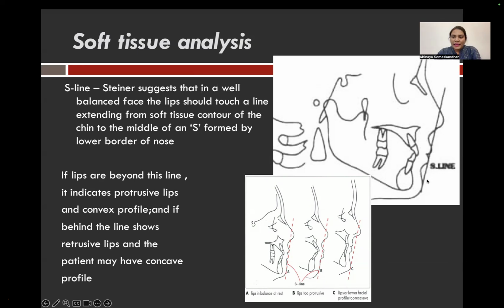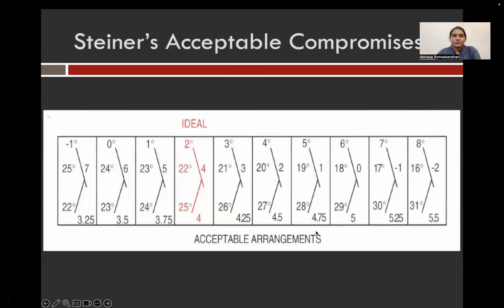So there is going to be an S-shaped pattern which is to be visualized. And in this S-shaped pattern, the lips are supposed to touch the S line. If the lips are beyond this line, it indicates protrusive lips and a convex profile. And if the lips are behind the line, showing retrusive lips, then the patient has a concave profile. This can be seen in the image represented below.